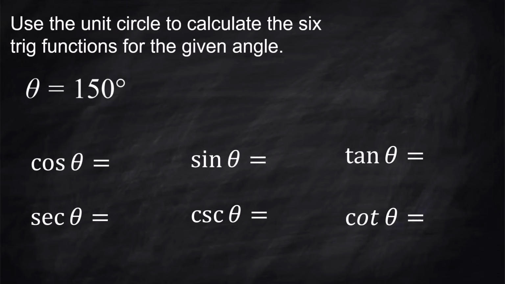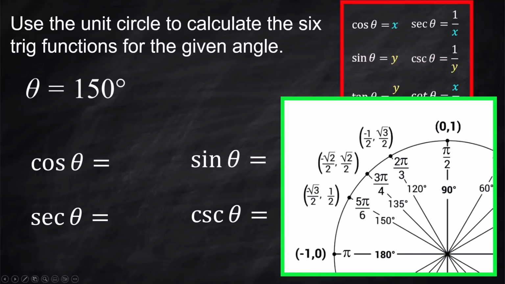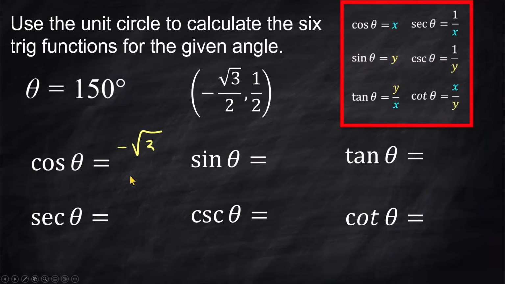Let's play with them. Use the unit circle to calculate the 6 trig functions for the given angle. Let's bring in my little cheat sheet. So I have all my little formulas. Now look at your unit circle and get the point, which would be in quadrant 2. So it's negative root 3 over 2 and 1/2. So the cosine is going to be the negative root 3 over 2. The sine is going to be 1/2.